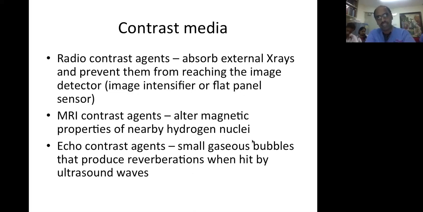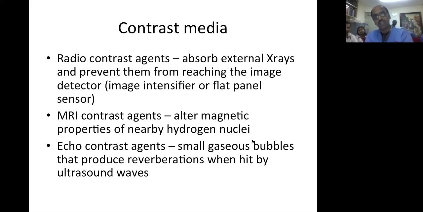I think a couple of days ago, there was a talk on how the cath lab machine functions, and I think Sangeeta was talking. The basic principle of how a cath lab functions is, in one corner, X-ray will be released. The X-ray will go through the patient, and whatever X-ray goes beyond the patient is going to fall onto an image intensifier or a flat panel sensor. In the past, it used to be an image intensifier. Now it is called a flat panel sensor.